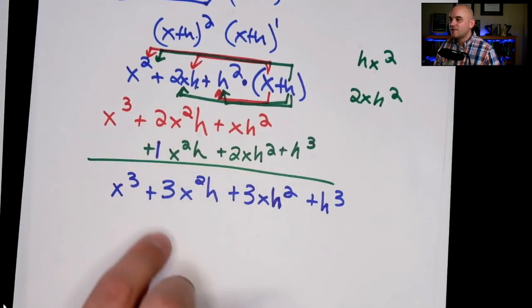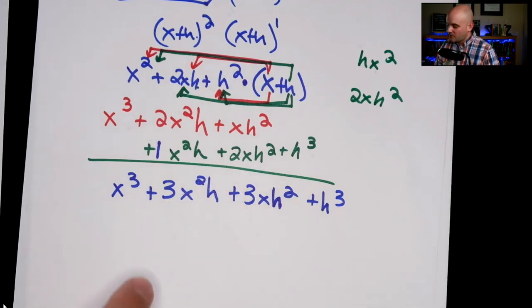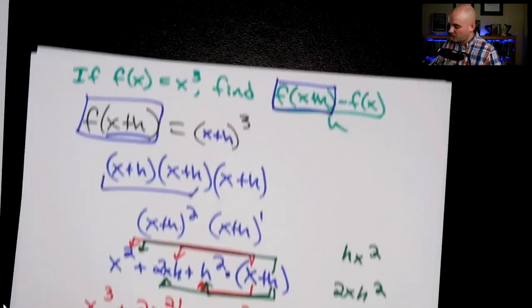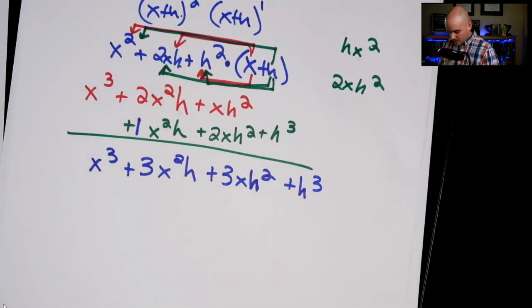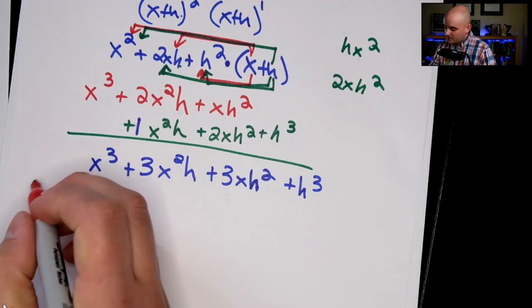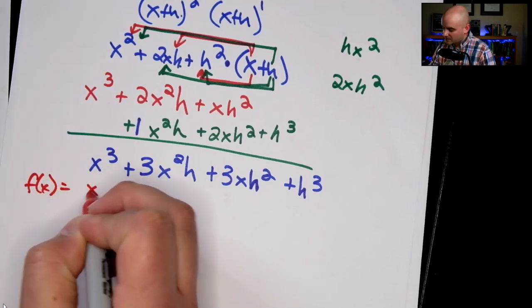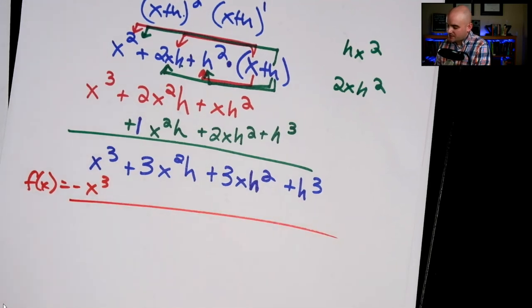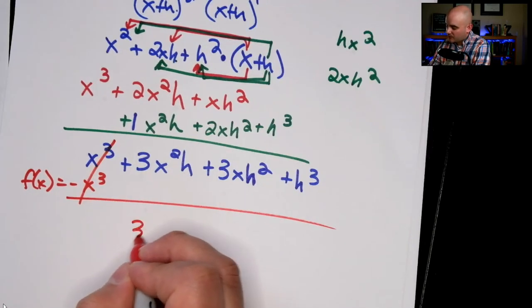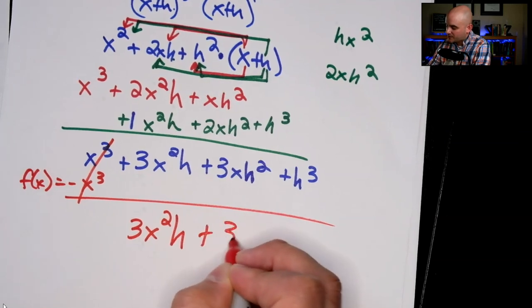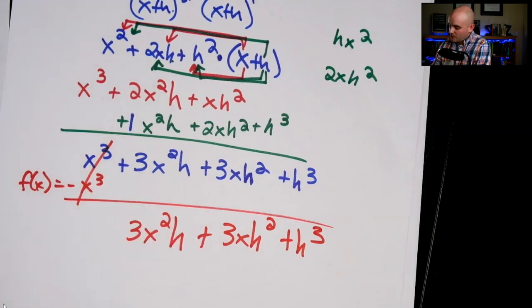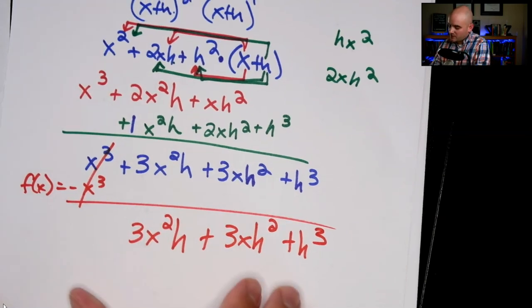So to subtract the f of x from this mess, the f of x in this case is just x cubed. So I'm just subtracting x cubed from what's written in blue, and I'm just going to line it up right here. This is my f of x, it equals x cubed, and notice it pairs up with the x cubed right there. And we are subtracting it. And so when I subtract it, these will cancel out, and I'm left with 3x squared h plus 3x h squared plus h cubed.